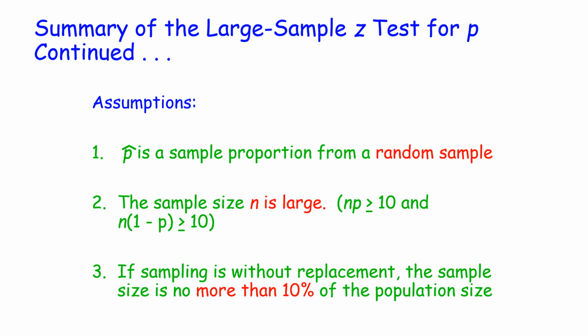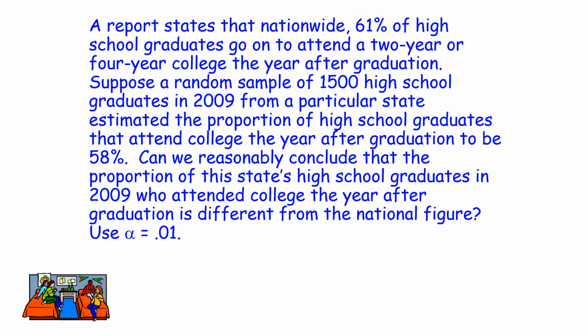Let's look at an example. Here, a report states that nationwide 61% of high school graduates go on to attend a 2-year or 4-year college the year after graduation. Suppose a random sample of 1,500 high school graduates in 2009 from a particular state estimated the proportion of high school graduates that attend college the year after graduation to be 58%. Can we reasonably conclude that the proportion of this state's high school graduates in 2009 who attended college the year after graduation is different from the national figure? Here we're going to use alpha equals 0.01.